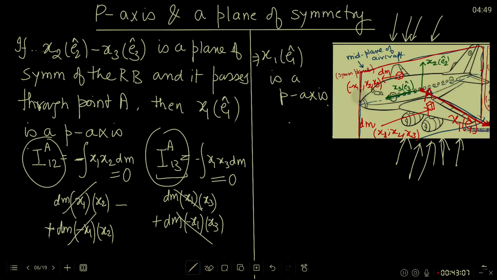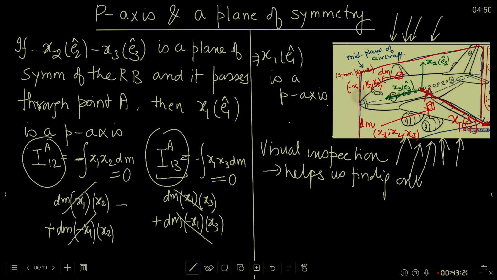Okay, so visual inspection helps us find only one p-axis. Does it mean the other two axes do not exist? No, you cannot make that statement. In fact, the other two axes also exist, and they can be found by doing eigenvalue analysis. It is just that the visual inspection method is not helping me identify that.